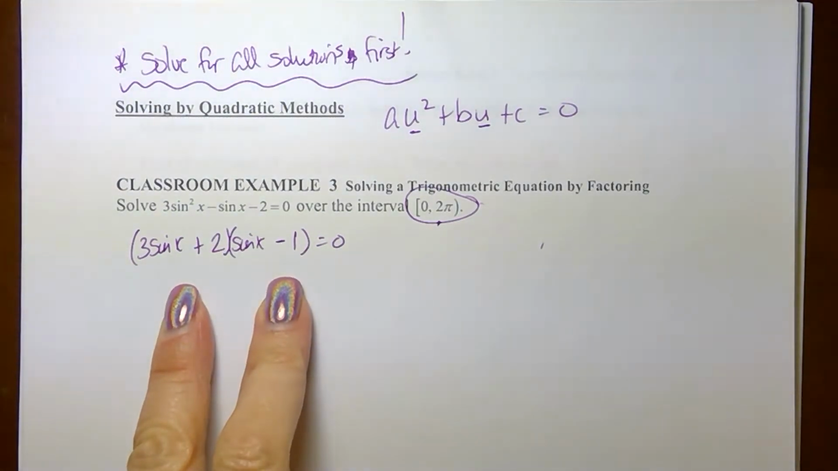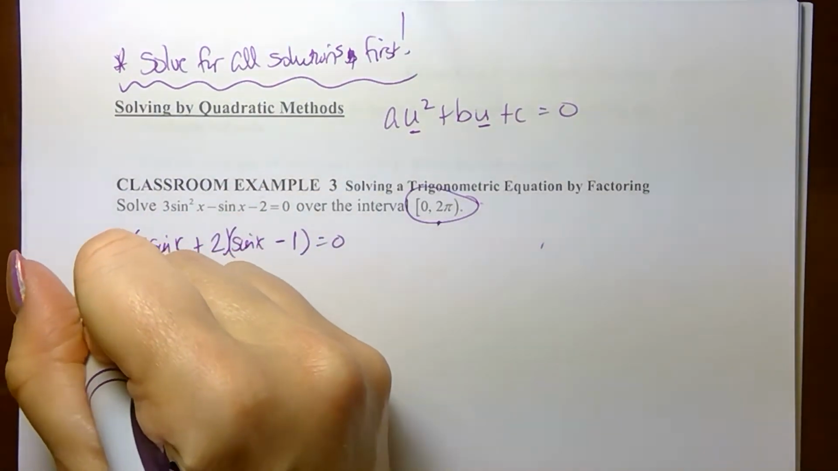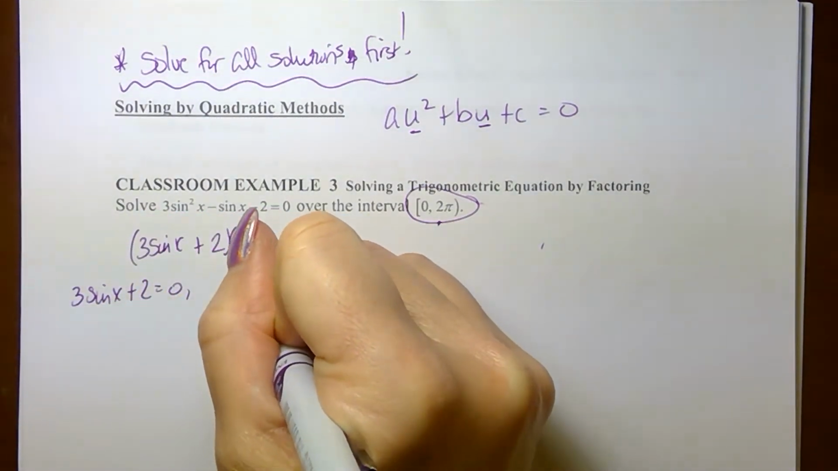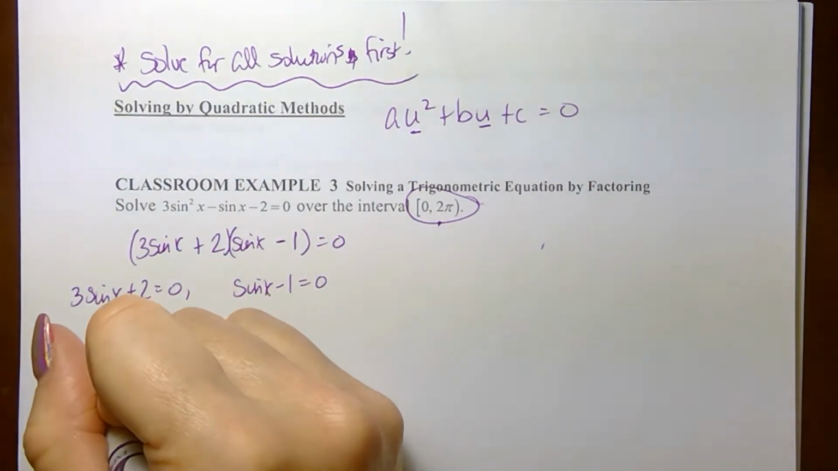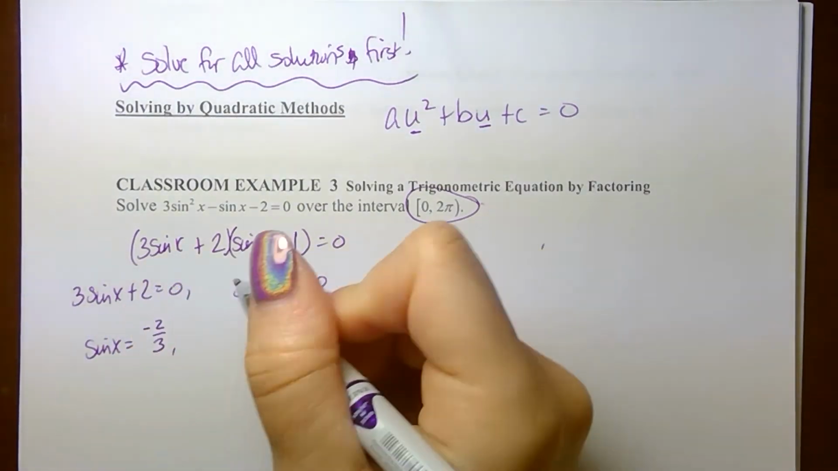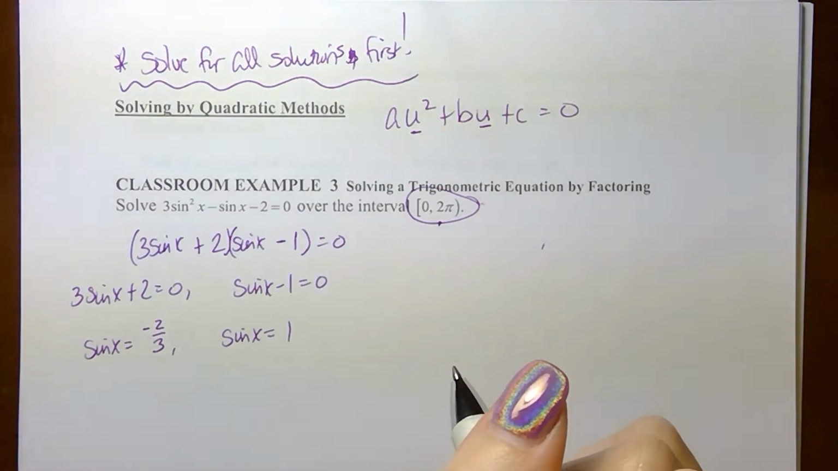Now, the zero factor property says that if I multiply 2 factors together and the result is 0, then at least one of them has to be equal to 0. So I see what would make that happen by setting each of my binomial factors equal to 0. When I solve for sine x in this first factor, I get a negative 2/3. When I solve for sine x in the second factor, I get a positive 1.